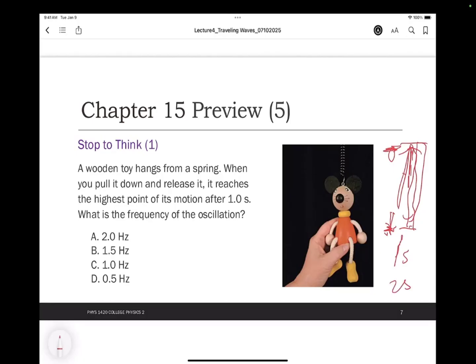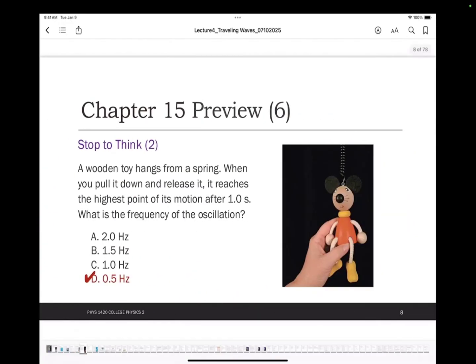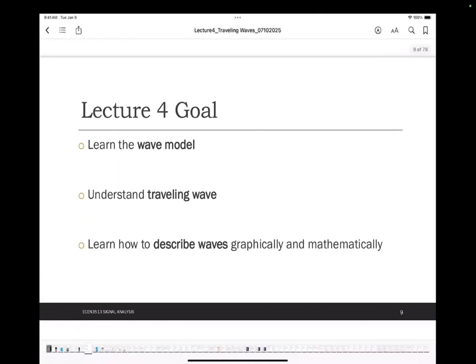And what is the frequency? Frequency equals 1 over T, am I right? Now T is 2 seconds, so it is 1 over 2. What is the answer? 0.5, am I right? So it's easy. So these things will also be used in chapter 50. And okay, this is today's goal.